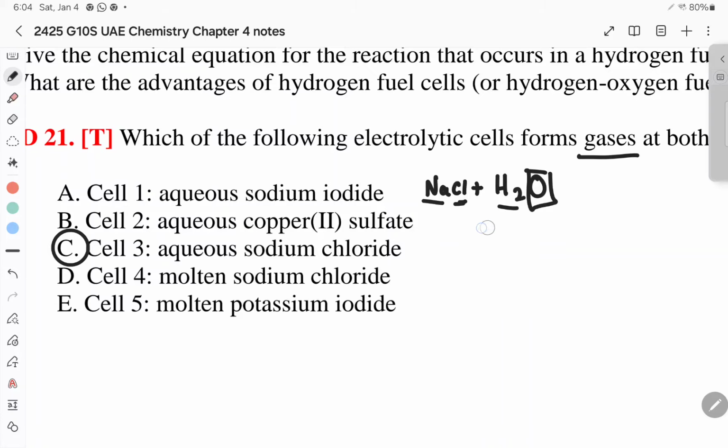But either way, let's go on to see the other options. These two are molten, so they're not aqueous, so they're not reacting with water. So immediately no, and C is our correct answer.